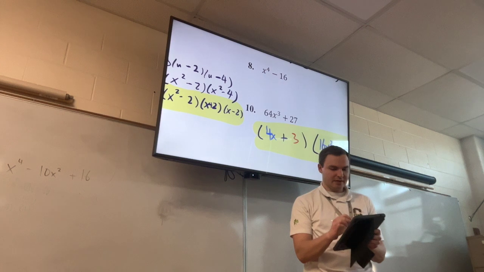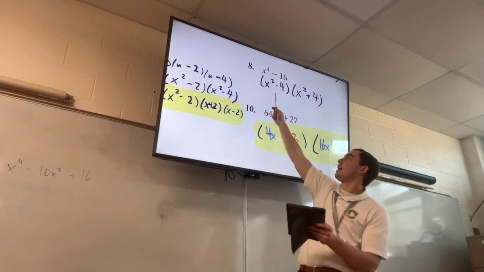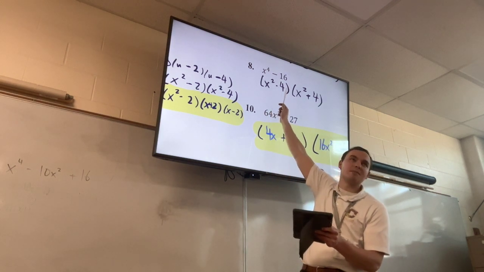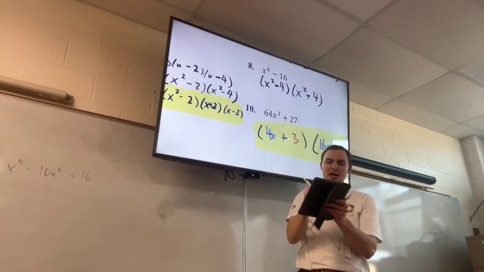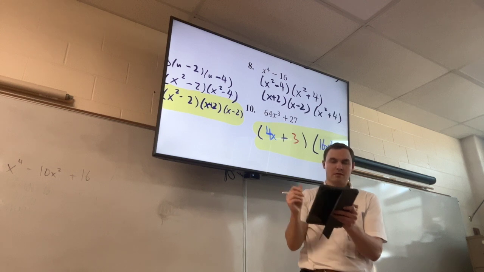For 8, same deal, right? It's going to be x squared minus 4, x squared plus 4. You just have to make sure here you do what? I do the first step, and you got to make sure you keep going, okay? Sometimes you'll come across a problem, and you'll just have to do difference of squares multiple times.